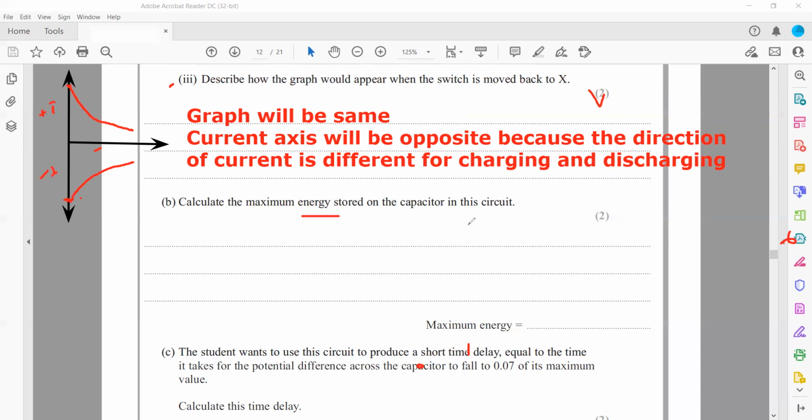Calculate the maximum energy stored in the capacitor. So energy stored in the capacitor is half base into height, or half Q into V, and Q is equal to CV. So we can substitute: energy stored will be half, and in place of Q we write CV, so it will be half C V squared, where C is the capacitance, that is 10 micro, and V is the voltage across the capacitor, that is 10 volts.